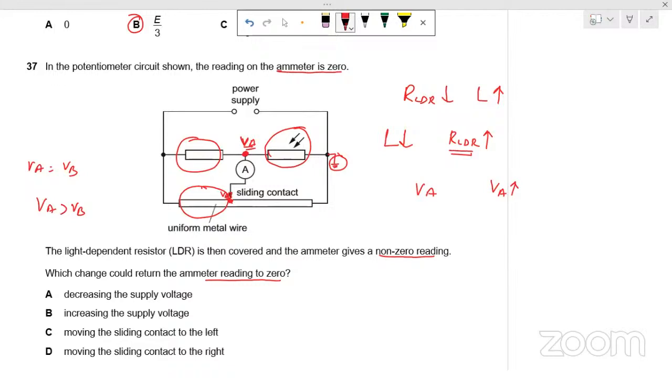So what can we do? We have to increase the voltage VB. That is only possible if we move this sliding contact to the left, then the length of this part will increase, increasing this voltage and achieving the null point. So C is the right option.